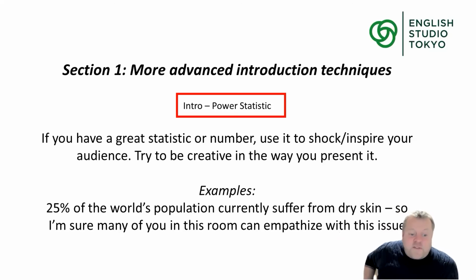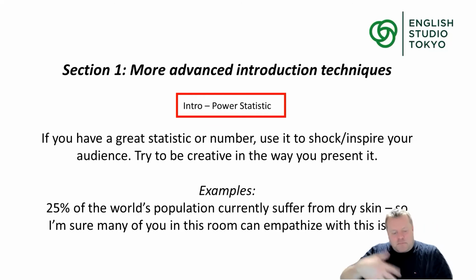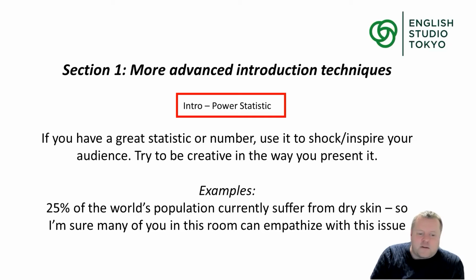Yeah, this one here: 25% of the world's population suffer from dry skin. Me too. So I'm sure many of you in this room can empathize with this issue. So I've given a statistic here. This is a power statistic. Maybe I'm a skincare company, maybe Unilever, and I'm selling Dove. Maybe my product is Dove moisturizer. And I want to use my power statistic: 25% of the world's population have dry skin.